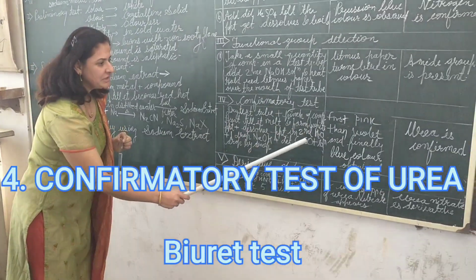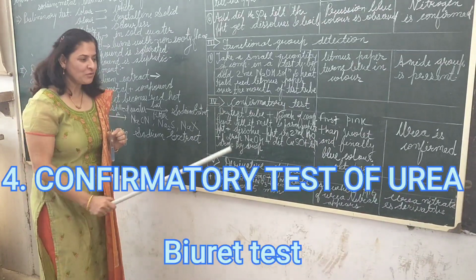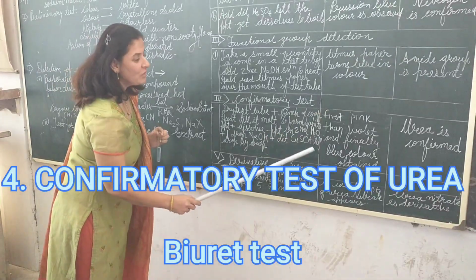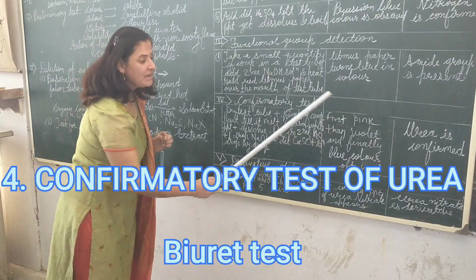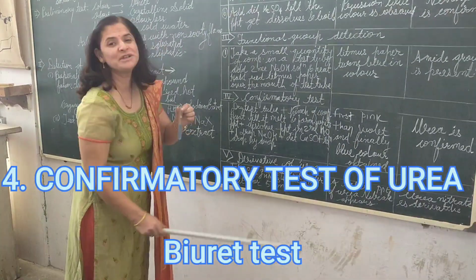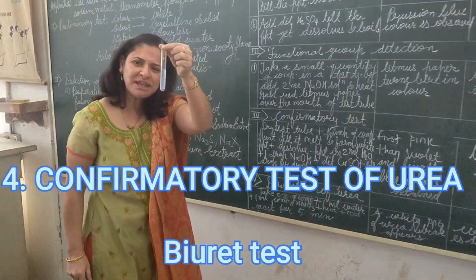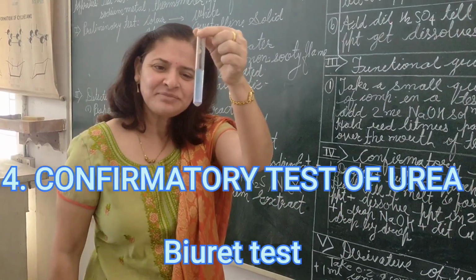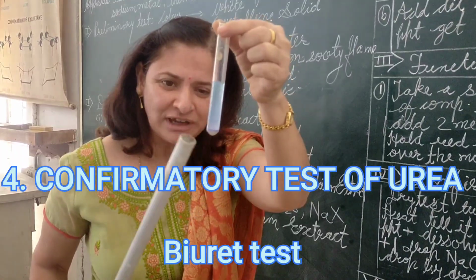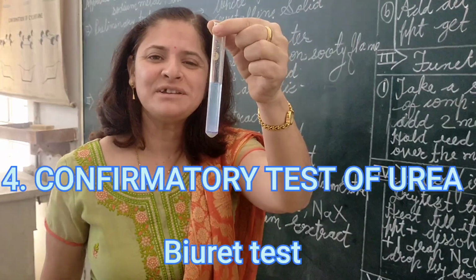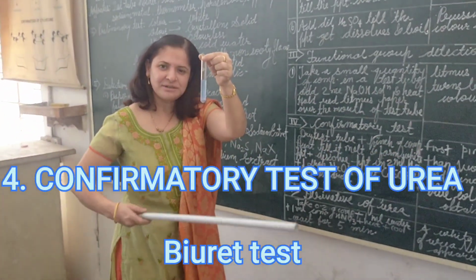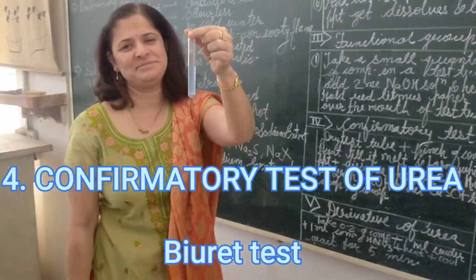In this confirmatory test of urea, I would like to mention that it is a very beautiful test. Here we will observe first a pink color, then violet, and then finally a blue color is obtained. So something like this. So here we will see a pink color and a violet ring and a blue color. Now we will do this performance on the table.